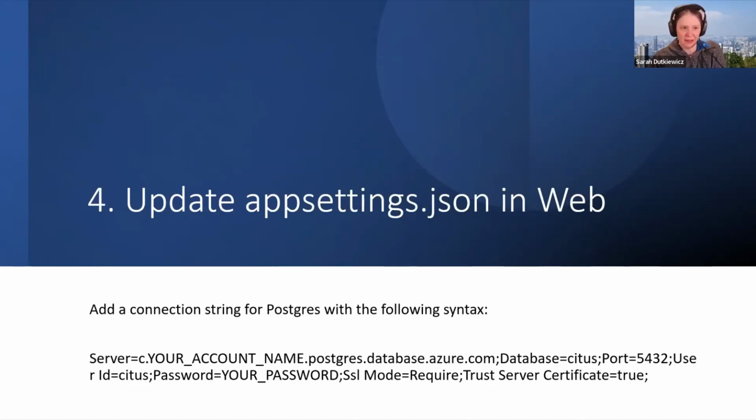We'll update the appsettings JSON. The example that I have here for this connection string, where it says c. and your account name, postgres.database.azure.com, that means we're going to Azure Cosmos DB for PostgreSQL. In my demo, you might also see localhost because I will also run Postgres in a Docker container. So you can see all I have to do is change a connection string between talking to Azure or talking to localhost. The rest of the code stays the same.